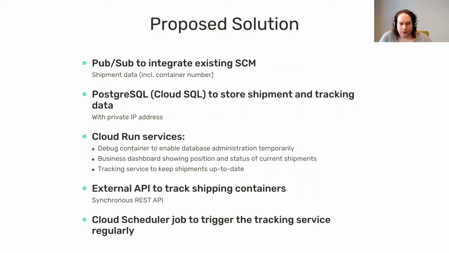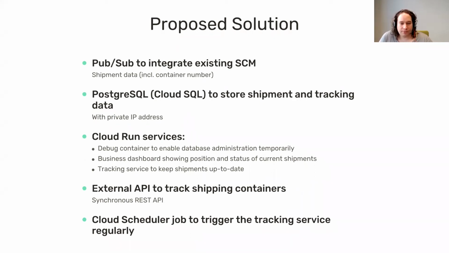I think there should be some kind of business dashboard where you can see the current position of the shipments and also their status. And there should be some kind of service to keep the shipments up to date in the database, like when the estimated time of arrival, for instance, changes.